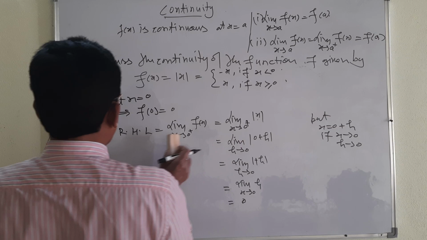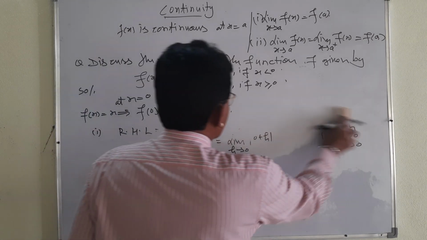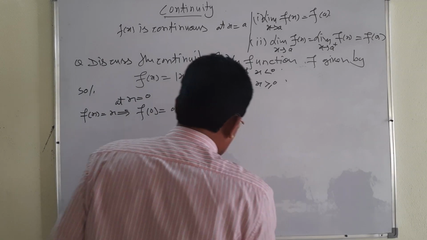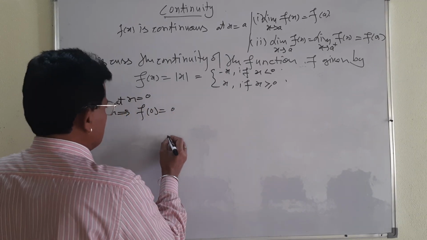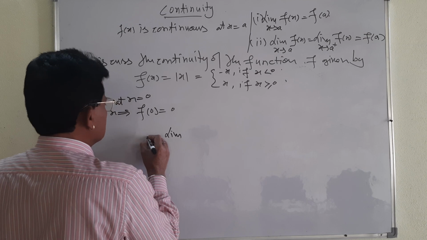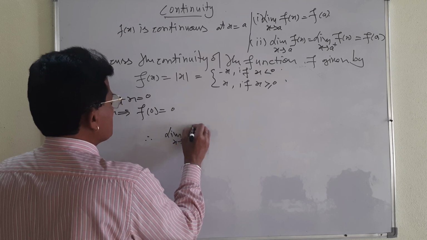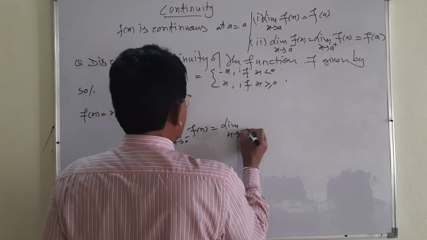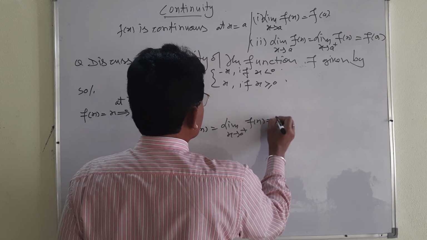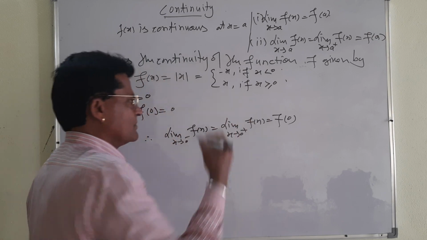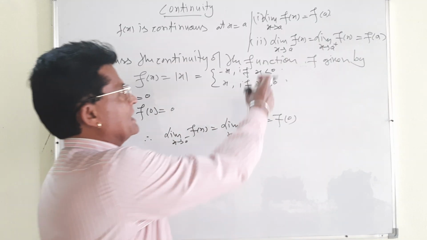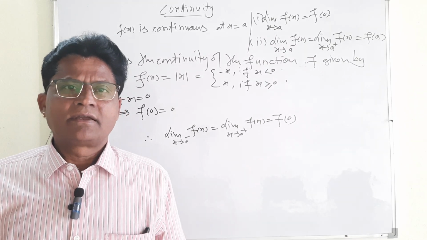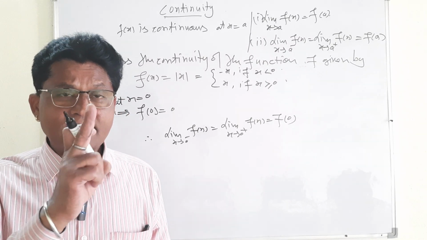Let me write this. Dear student, at this point you must write the result of it, because that will play a very important role. Left hand limit as x tends to 0 of f(x) is equal to the limit as x tends to 0 from the right of f(x), and that is equal to 0. All are the same, by using the second case, the function is continuous.